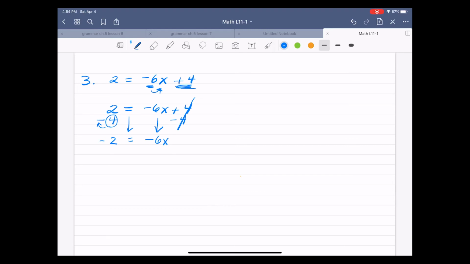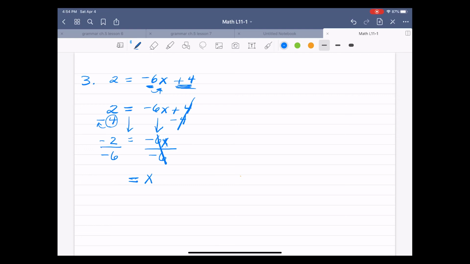Then I see that my negative 6x, I still want to get my x isolated. I got to get rid of that negative 6. So it's being multiplied to x. Negative 6x being multiplied, I want to do the inverse. I'm going to divide by negative 6. If I divide the right by negative 6, I have to divide the left by negative 6. So negative 6 divided by negative 6 is 1. 1 times x is x.